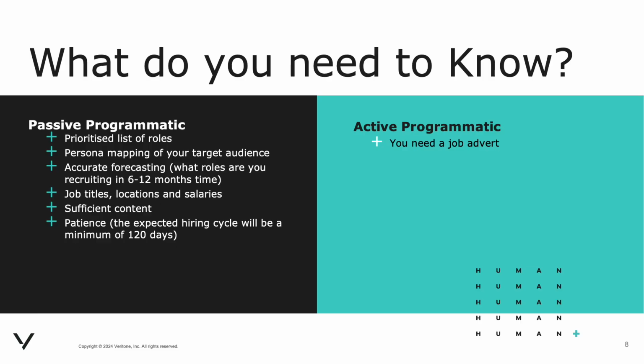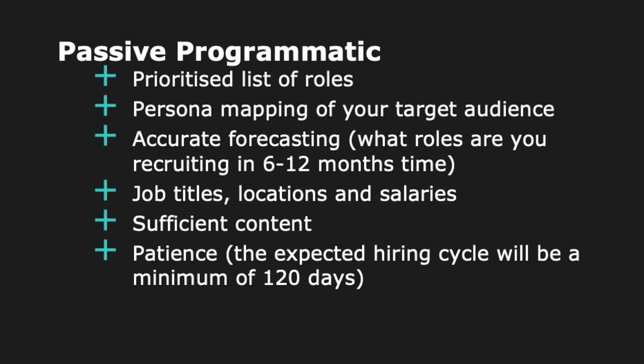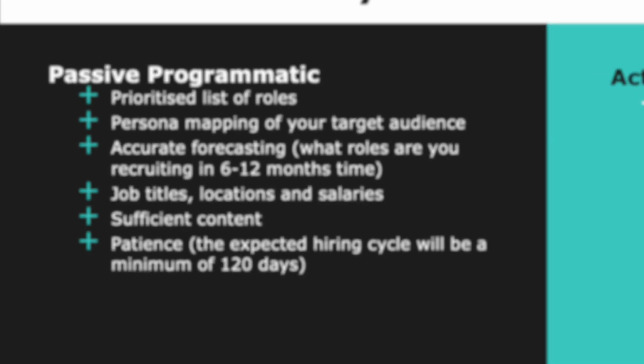Now, when I was looking at this internally, I think that's where we wanted to be. We wanted to be in a position where when candidates were thinking, do you know what? I need a new job, IBM was the name that came straight onto their lips. But when we actually looked into what you need to be able to do or what you need to know to be able to do that, the list became quite long. It could be anything from having a prioritized list of roles, persona mapping, like you need to know really what you're targeting, even things like accurate forecasting, so knowing what jobs are coming in 6 to 12 months. And when I was in-house, if I knew what was coming in 6 to 12 days, I was pretty happy with that, right? So that was some of the challenges we had, even getting the content.